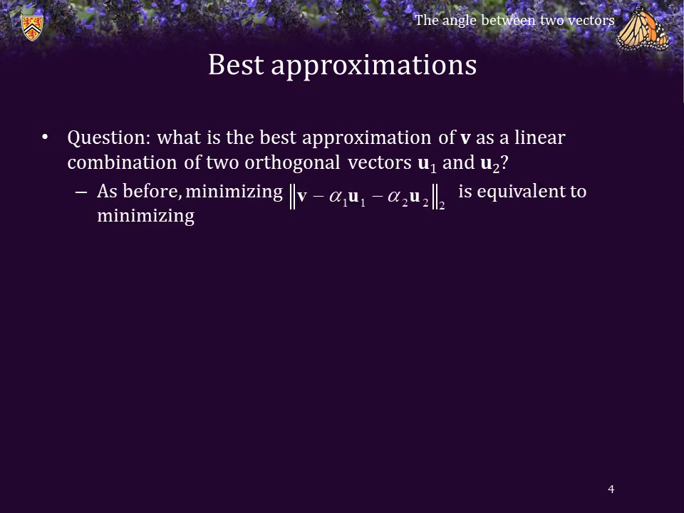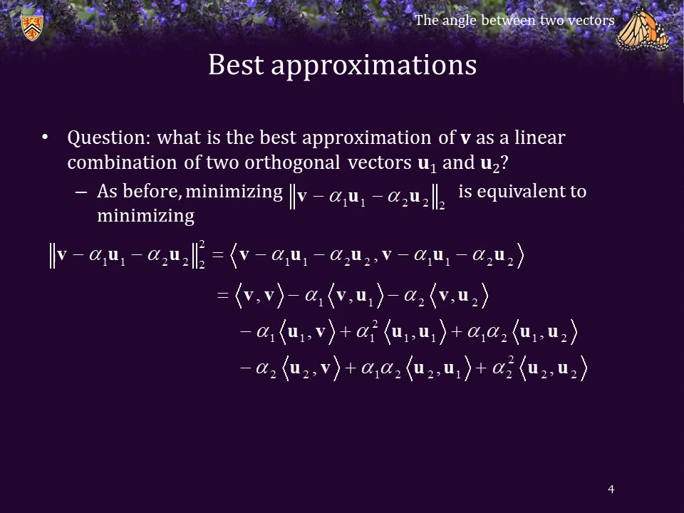Well, as before, what we want to do is minimize the distance between v and alpha 1 times u1 plus alpha 2 times u2. This is the equivalent of minimizing the square of that norm, which is the inner product of that linear combination of vectors and itself. We can now, in the same way as we did before, apply the rules of the inner product to get that this is equal to this longer expression.